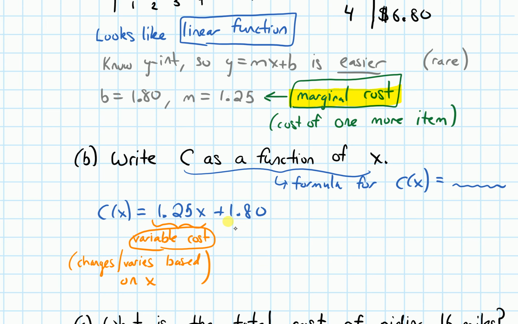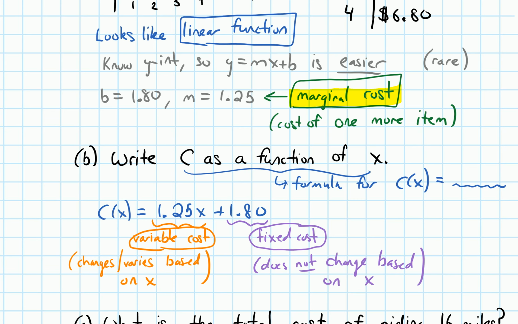The 1.80 is also a type of cost. This is what's called a fixed cost. It's a fixed cost because it's not changing. This does not change based on x. So a fixed cost is a cost that does not change. A variable cost is a cost that does change or does vary based on my variable here, based on, in this case, x. All right, so these are two other key terms, variable cost and fixed cost.